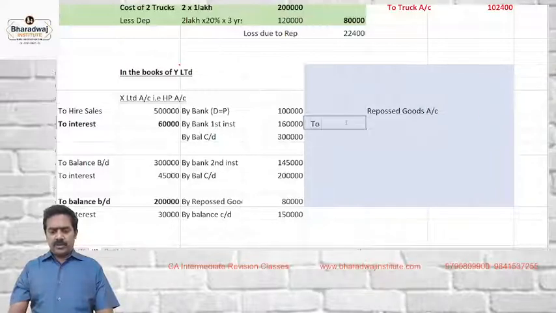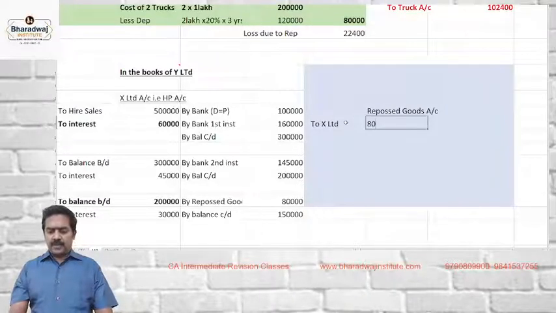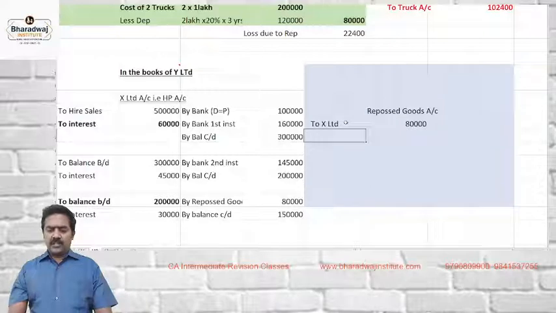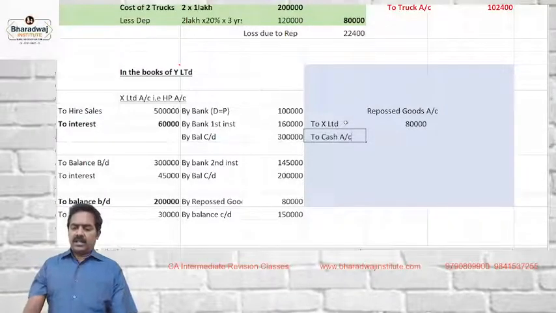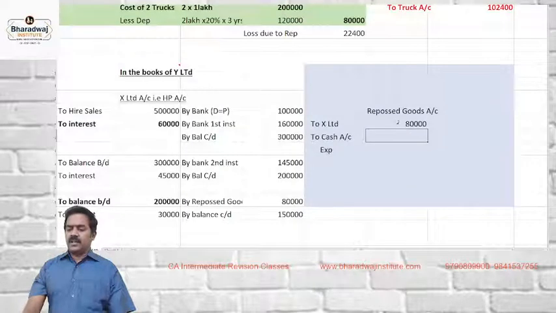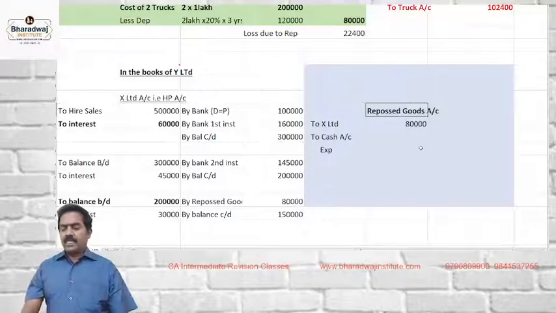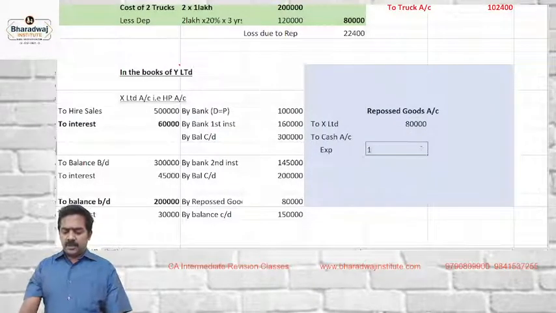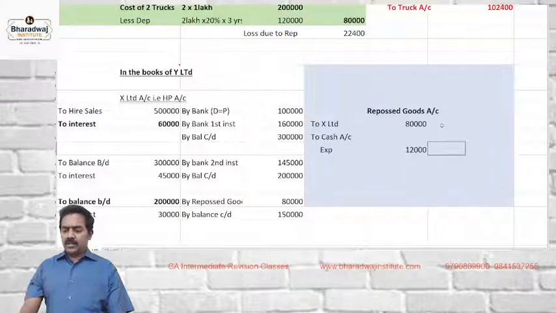to which account? To X Limited. We repossessed goods for how much? 80,000 and we spent money to cash our bank. How much of expenses incurred? Check the problem. How much of money is spent for reconditioning the goods? 6,000 each means how much we spent? 12,000. It is sold for by cash or bank. 75,000 each means how much?